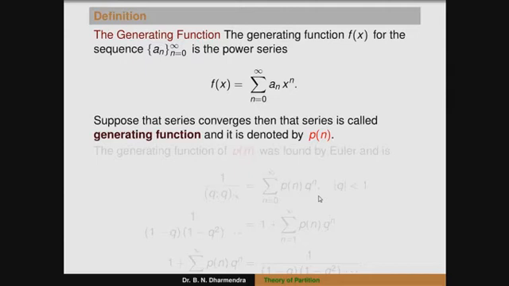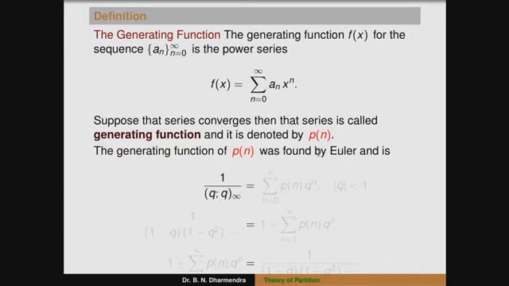So the generating function uses p of n instead of a n. The generating function p of n was first found by Euler, and it is denoted as 1 divided by q infinity, the summation n running from 0 to infinity of p of n into q to the power of n, with q less than 1. It can be written as 1 divided by the product of 1 minus q, 1 minus q squared, up to infinity. Also, when I take n equal to 0, p of 0 is equal to 1.